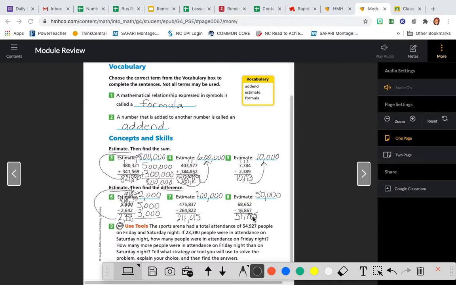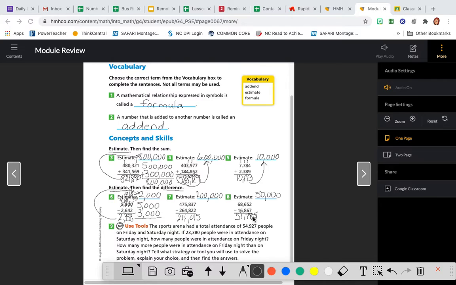All right, let's look at number 9. The sports arena had a total attendance of 54,927 people on Friday and Saturday night. If 23,380 people were in attendance on Saturday night, how many people were in attendance on Friday night? Let's stop right there and let's answer that first question.